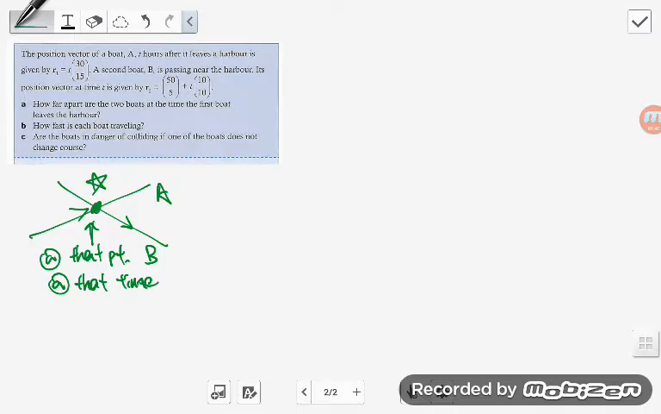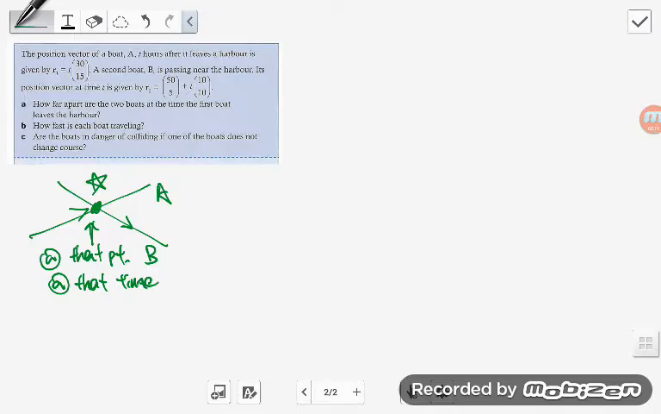So if we cannot find any point, or if we cannot find the time that this is gonna happen, then that means these two boats are safe. They won't hit each other. Right, so I'm going to base on that logic and solve my part C.